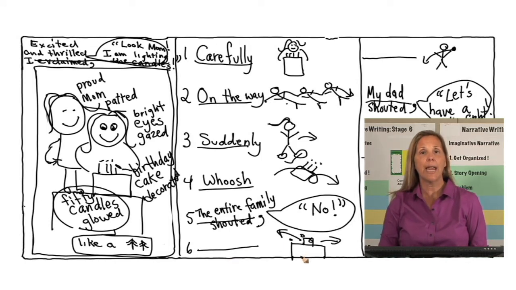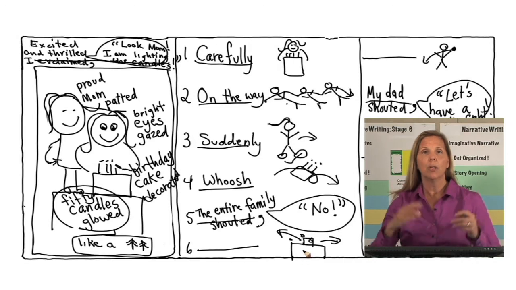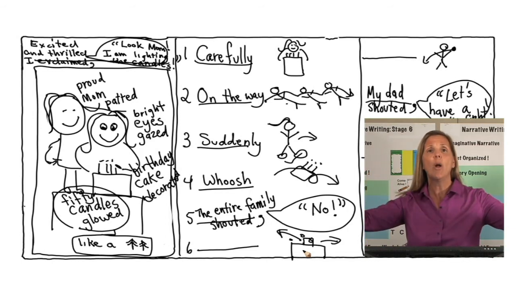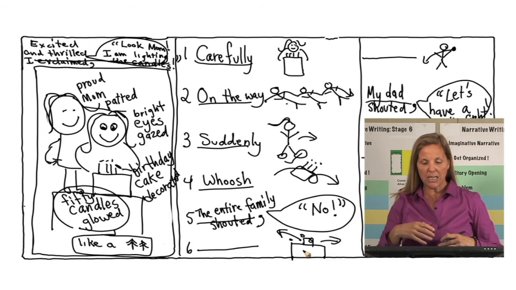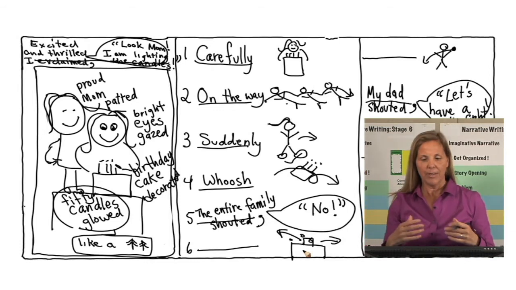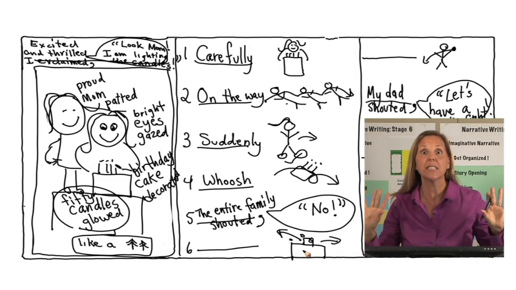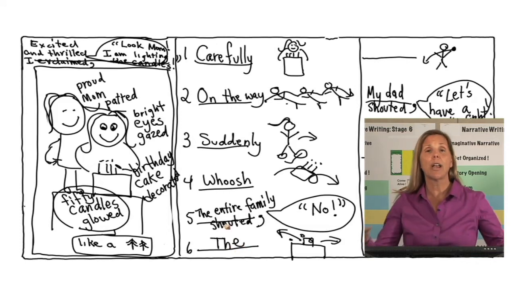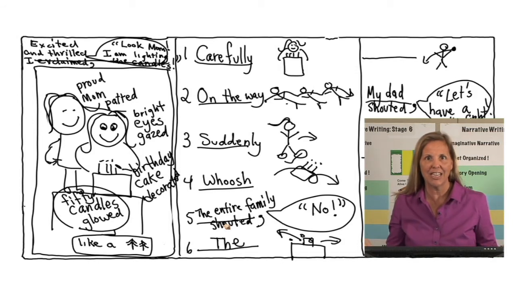Who's doing the action? The cake. What did the cake do? The cake landed. The cake exploded. Which one do we want to use? Let's use exploded. The cake exploded when it landed on the table. The cake exploded all over my family, on everyone's faces and bodies when it landed on the table. Ooh, that sounds good. Do we want to just say the cake exploded? Sure, let's do that. Let's start with the word the. The cake exploded on everyone's faces and bodies when it landed on the table.